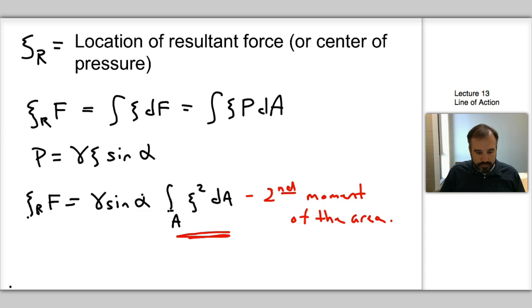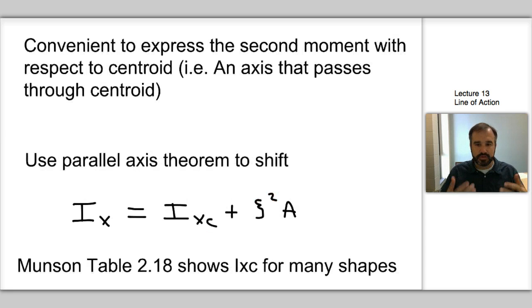Often it's convenient to express the second moment with respect to the centroid, i.e. as an axis that passes through the centroid. To do that, we can use the parallel axis theorem to shift it. We've given the second moment the term Ix, and we're going to express that relative to the centroid, Ixc. So we have Ix is equal to Ixc plus psi c squared times the area. That's how that works.